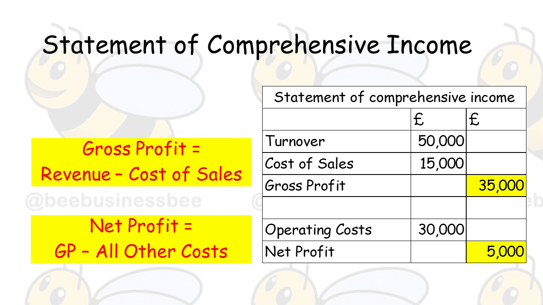Here are the two key formulas that you need to know and make sure you learn. You calculate your gross profit by doing your revenue or your turnover minus your cost of sales, and you do your net profit by doing your gross profit and take away all other costs. You can see that I've highlighted in yellow in my example where the calculations are taking place on this document. Make sure you know those formulas, write them down and practice them.